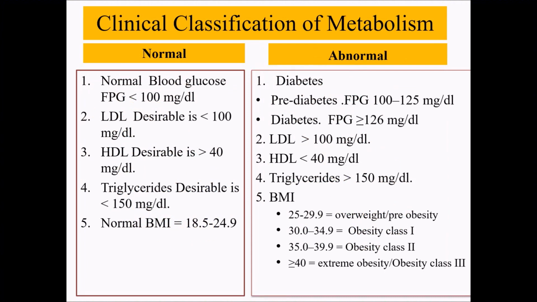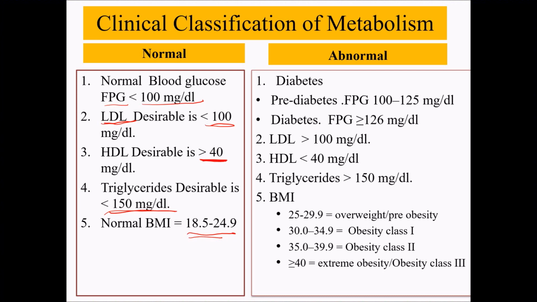Metabolism can also be classified in terms of normal and abnormal. Normal metabolism, say for example, blood glucose. Normal fasting plasma glucose level is less than 100 mg per deciliter. Desirable low density lipoprotein cholesterol level is less than 100 mg per deciliter. HDL level, high density lipoprotein, desirable is more than 40 mg per deciliter in order to keep the body in a normal situation. Triglyceride desirable is less than 150 mg per deciliter. The normal BMI for an adult is 18.5 to 24.9. So this is normal metabolism.